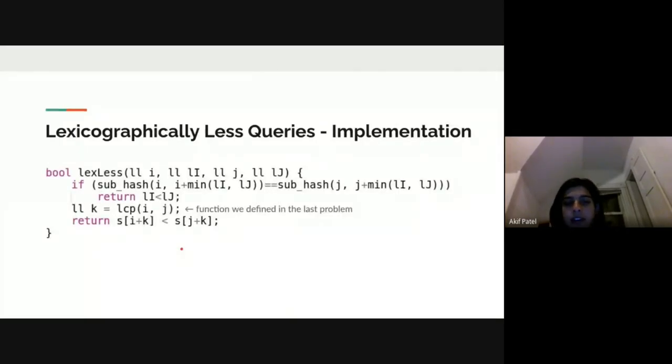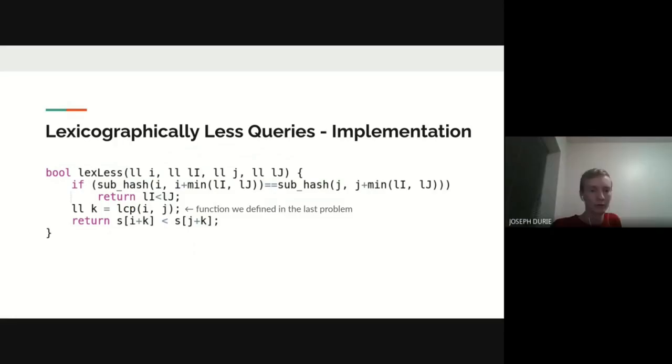And this is the implementation for it. It's pretty self-explanatory, basically what the earlier slide said. You look at their minimum length, and if the hashes from the start to that length are the same, then one is a prefix of the other, and we just return li less than lj. Otherwise, it's not a prefix, and we just compute the LCP to get k, and we look at that first differing character. And notice that if one isn't a prefix of the other, we always have a first different character, so we don't have to worry about going past the end of the string.